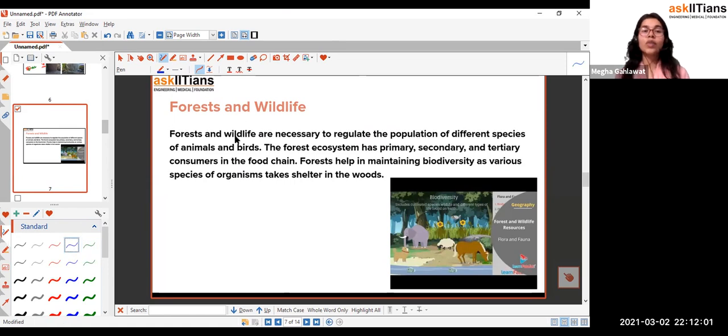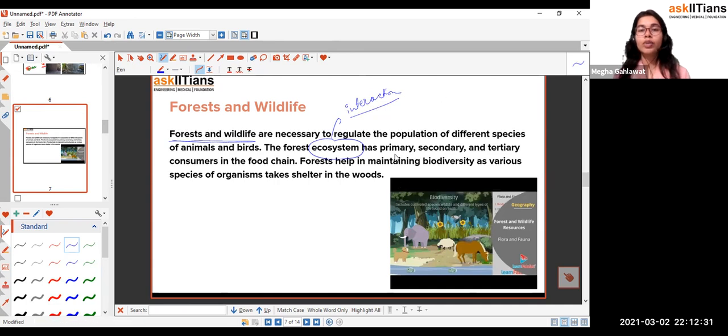So you see, forests and wildlife are extremely necessary. I've already explained why: in order to maintain life on earth, in order to maintain the population on earth, be it us, be it animals, be it birds, be it all the different kinds of organisms which are present, right? So forest ecosystem: first of all, what is an ecosystem? An ecosystem is when living and non-living things interact with each other. So a system which is made by the help of interaction is what an ecosystem is.